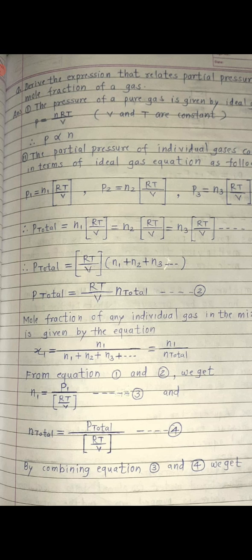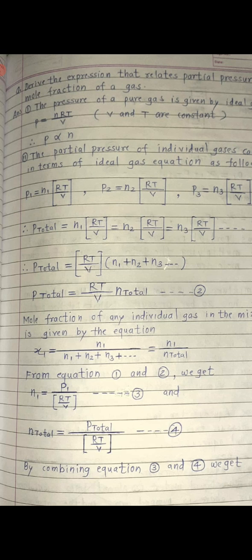Therefore, by taking common RT upon V, see what comes: P total is equal to RT upon V into bracket N1 plus N2 plus N3 and so on. Okay, so therefore P total is equal to RT upon V into N total. N1 plus N2 plus N3 is the total number of moles of the gas mixture. Call it equation number 2.